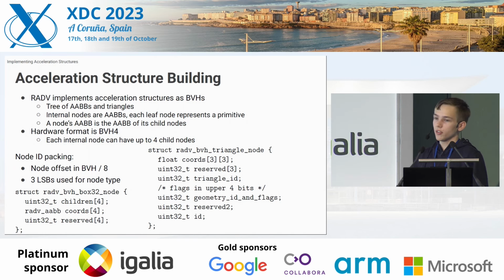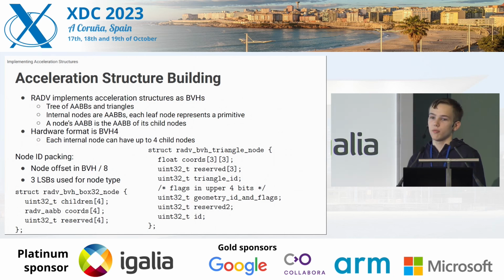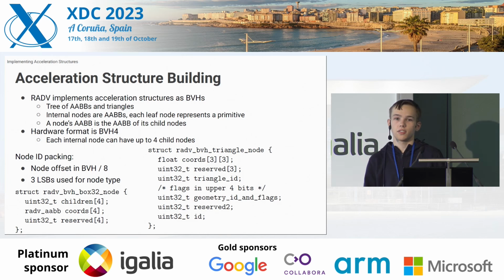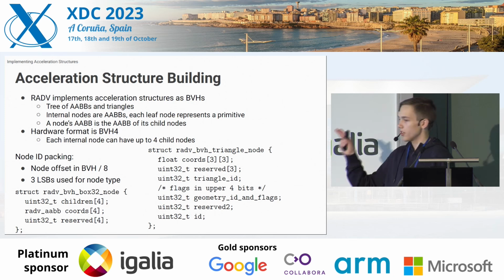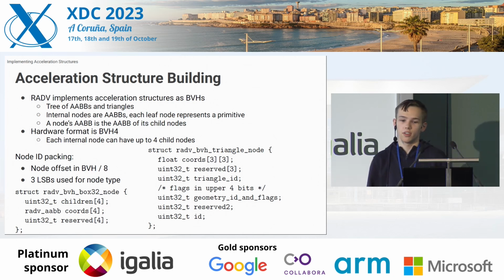For the triangle node, we of course first store each vertex of that triangle to check against. And then we also store some other metadata, like the index of that triangle within the geometry it belongs to, the index of the geometry it belongs to, as well as some other flags for that geometry that influence some things about ray traversal. We also have the ID member, which essentially tells the hardware to reinterpret certain things about that node structure, but we just set it to a hard-coded value for now.